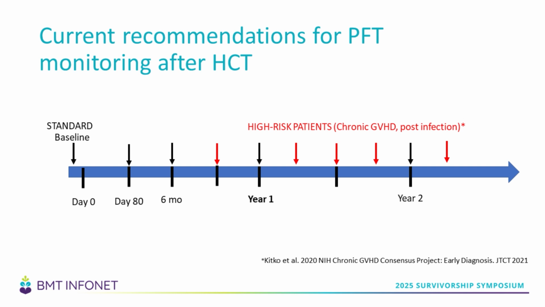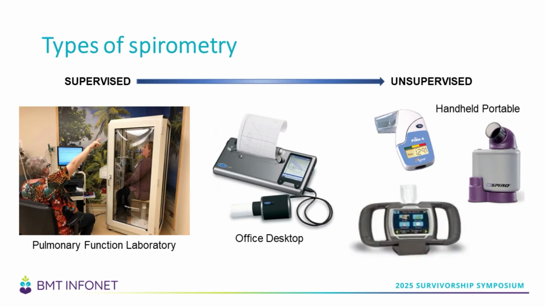Every 3 months, particularly while you're on immunosuppression. So how do we do spirometry to make it easy on people? Spirometry is the act of blowing out and measuring your lung function. You can do it in the PFT lab with a technician.